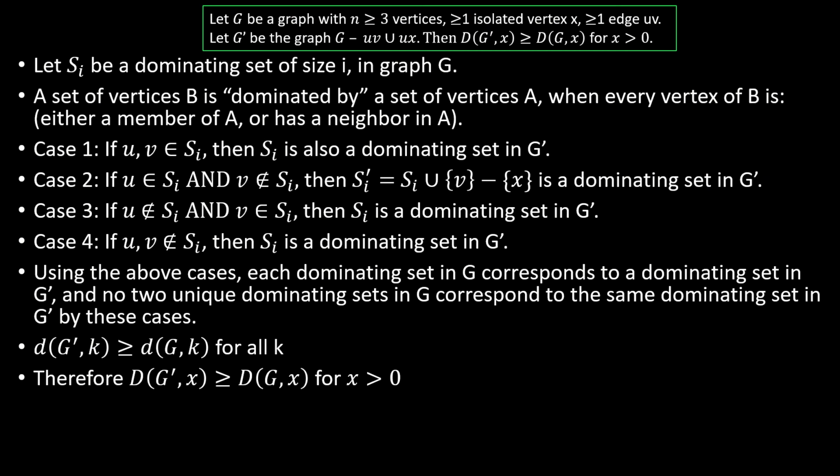What we've just found is that as long as our graph satisfied the initial criteria, applying our operation produces a graph G' whose domination polynomial is greater than or equal to that of the original graph for any positive x value.